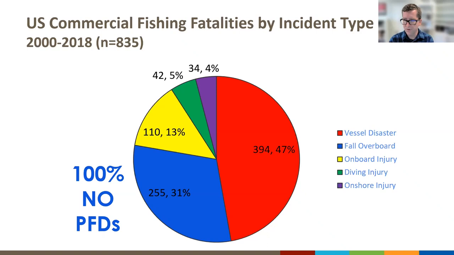And when we look at the incidents here from 2000 to 2018, we can see that not a single victim was wearing a personal flotation device or a PFD when they drown. And so that tells us something pretty significant: either the fishermen that are wearing PFDs aren't dying from falls overboard, or nobody's wearing PFDs. And as we looked at the industry and talked to our partners, it seemed to be that latter case, that fishermen just didn't wear them.